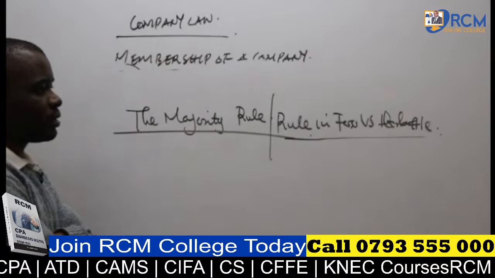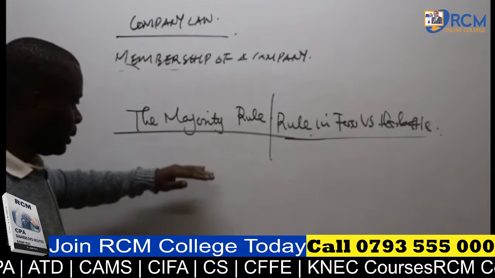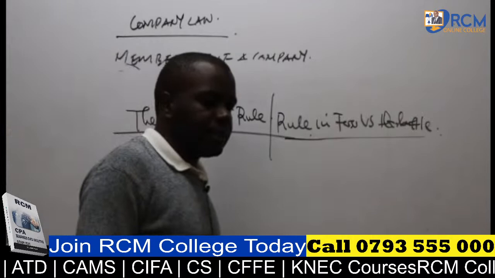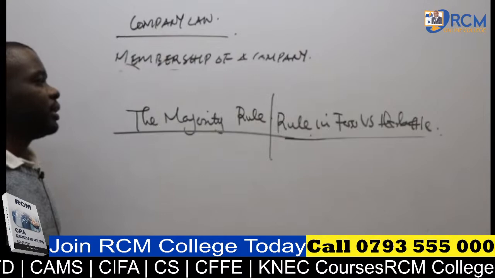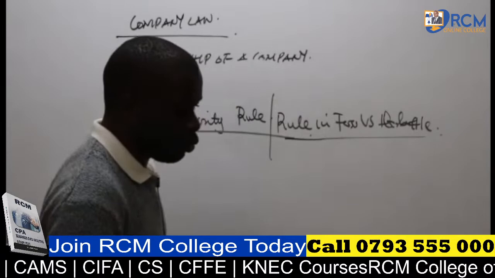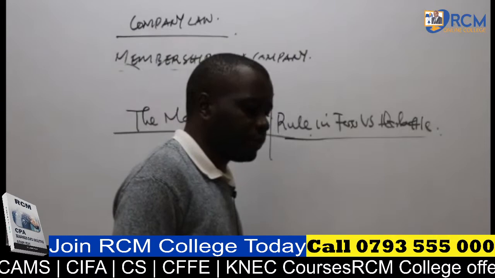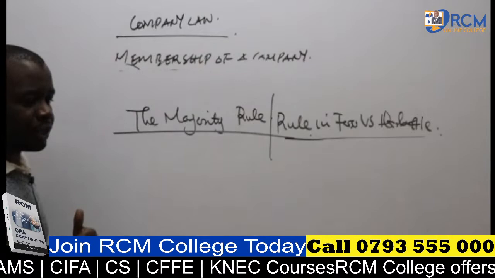So the majority rule, just from the word majority, it depicts that, for example, in a company, the majority will have their way, while the minority will have their say. So that is what it depicts. This rule normally states that there is no way a person can bring an action. So listen very carefully. It states that there's no way an individual person can bring an action in a court of law on behalf of the company.